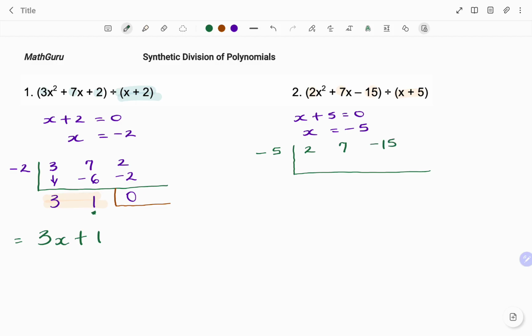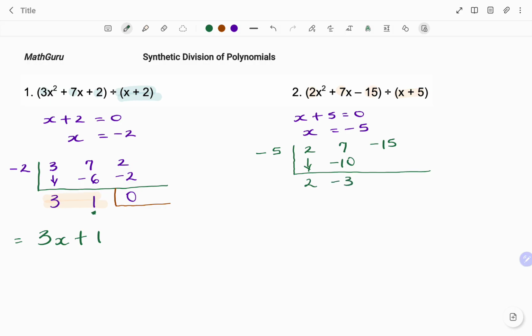Then in order to start dividing, I'll start by dropping down the first coefficient, which is 2, and then I multiply my negative 5 by 2, which will give me negative 10. I write it in the second column under the next coefficient. And if I add that column together, I have 7 plus negative 10. That will give me negative 3, as shown.